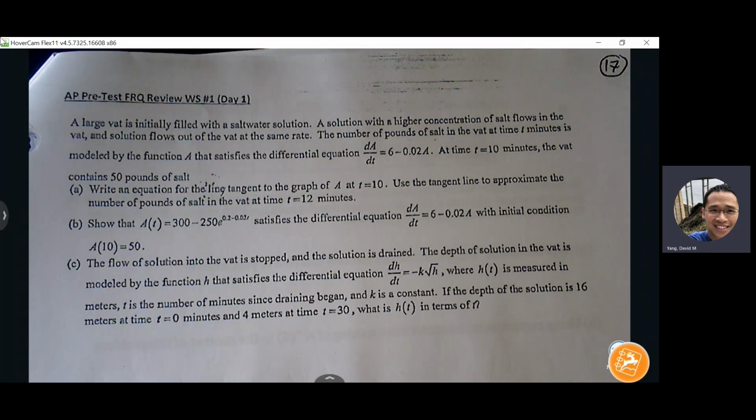Okay, so a large vat is initially filled with a saltwater solution. Solution at a higher concentration of salt flows into the vat, and solution flows out at the same rate. The number of pounds of salt at time t is modeled by the function A that satisfies the differential equation dA/dt. At time t equals 10 minutes, the vat contains 50 pounds of salt. Write an equation for the line tangent to the graph of A at t equals 10.